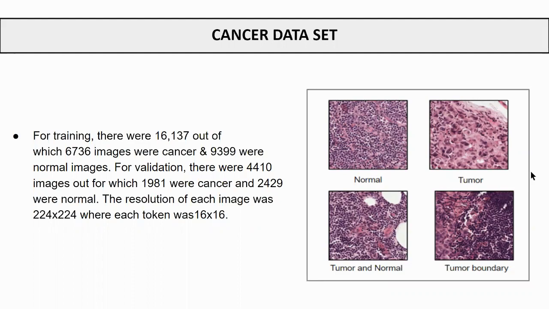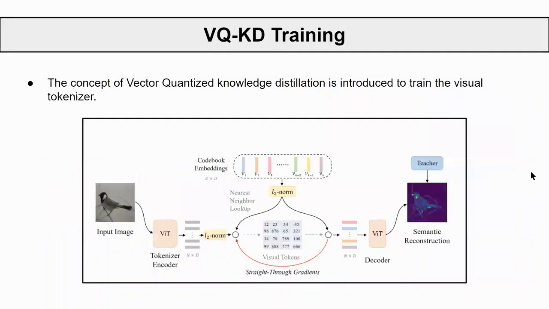Moving forward, we have the VQKD training. The vision transformers are basically the backbone to obtain image representations. Each image over here is 224 by 224, which is split into 16 by 16 token size.